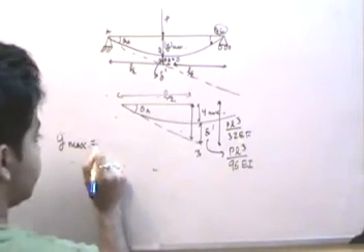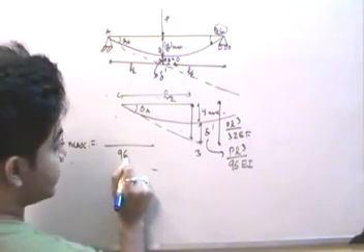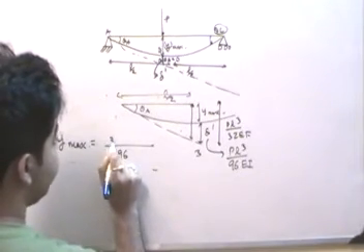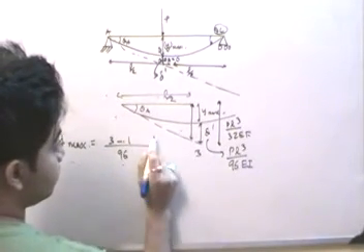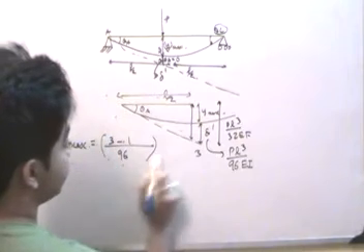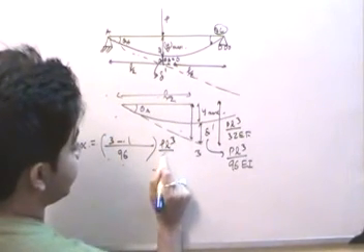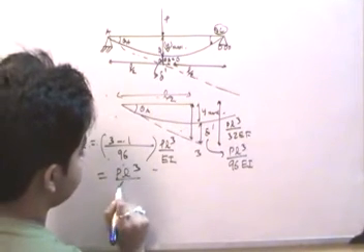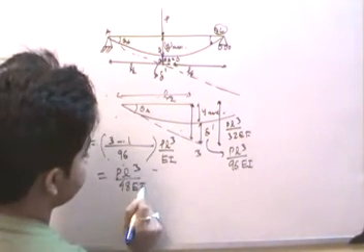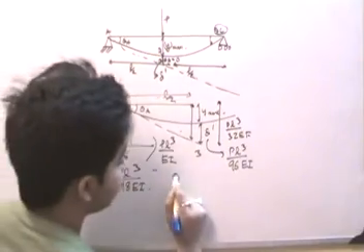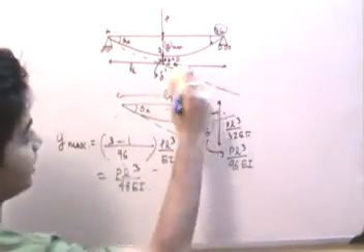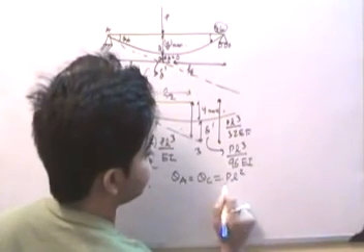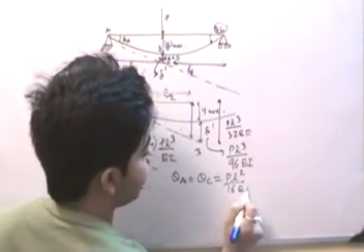So y max will be equal to, over 96, 3 minus 1. That is 2 by 96, that is 1 by 48 PL cubed by EI. So PL cubed by 48 EI is my y max, and theta at A, as this is symmetrical, will also be equal to theta at C, equal to PL squared by 16 EI.